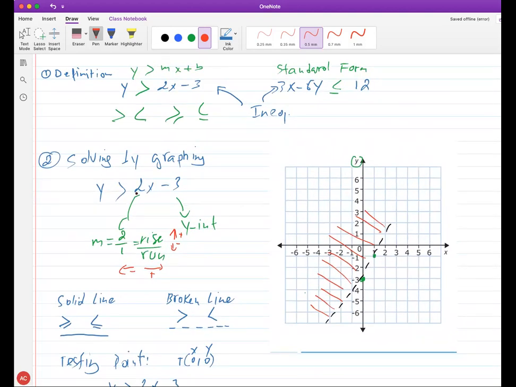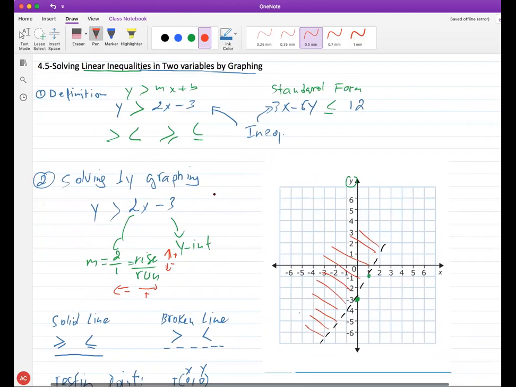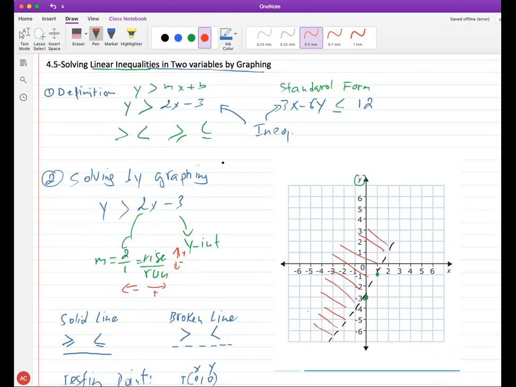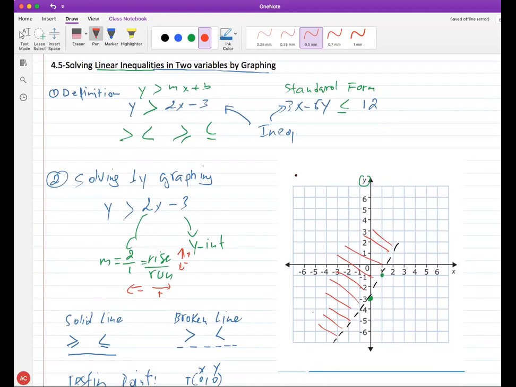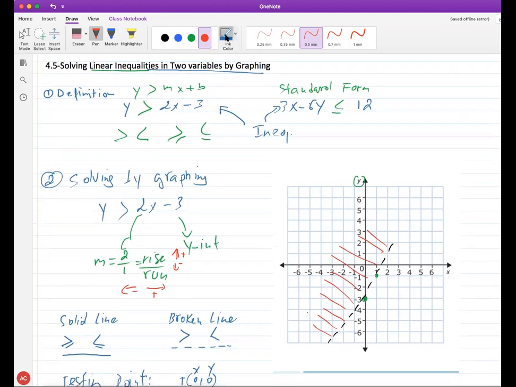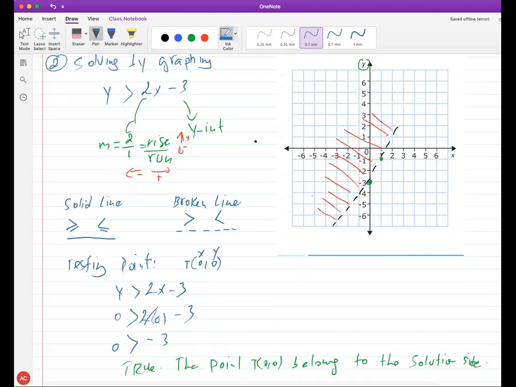So if you have an equation or inequality in this form, it's easy to graph: y-intercept, rise and run. But if it's in standard form, this is not going to work. We're going to have to do the tables and find the intercepts as we saw in class before. So let's do this one here.